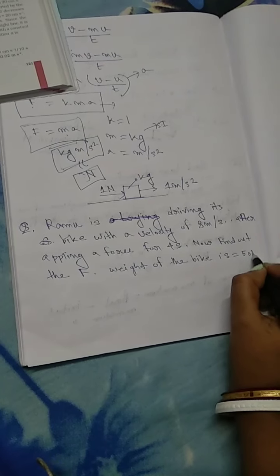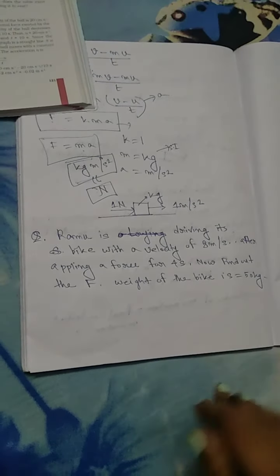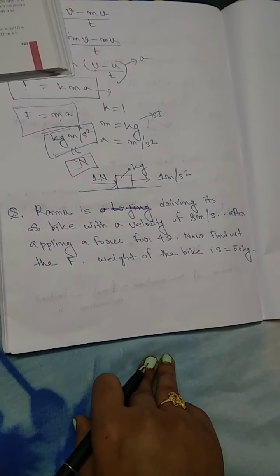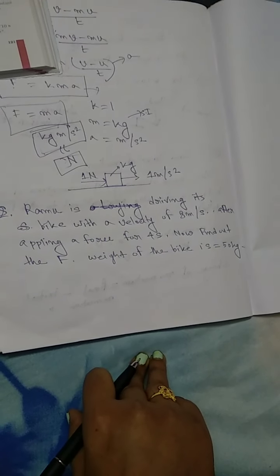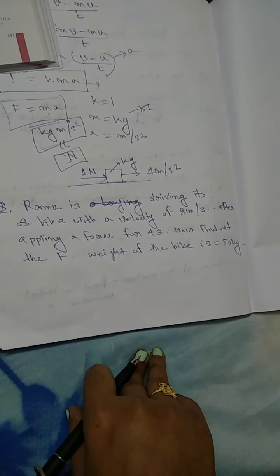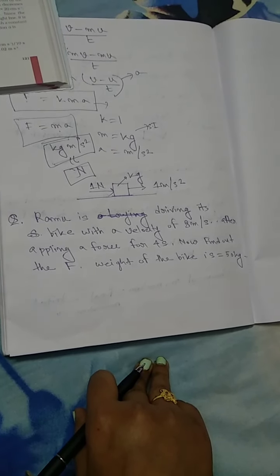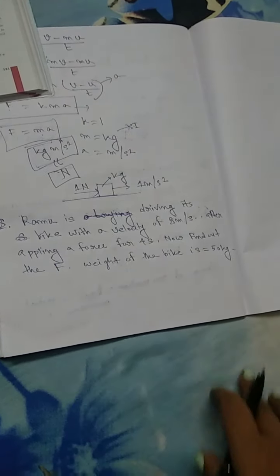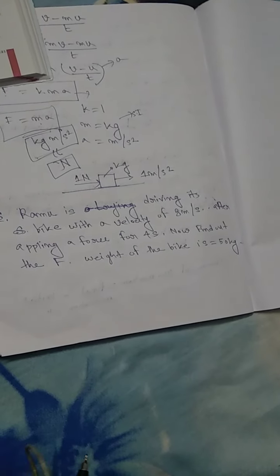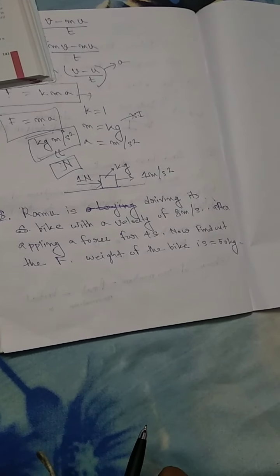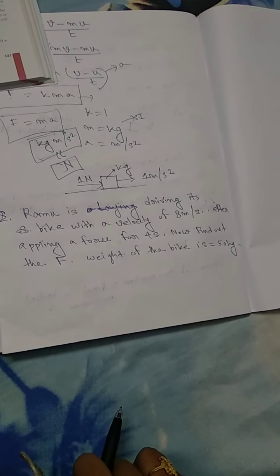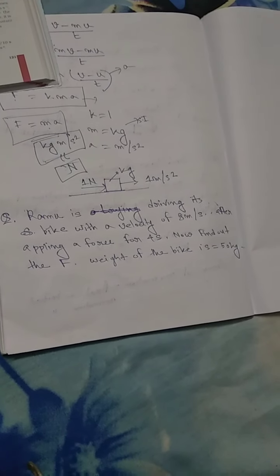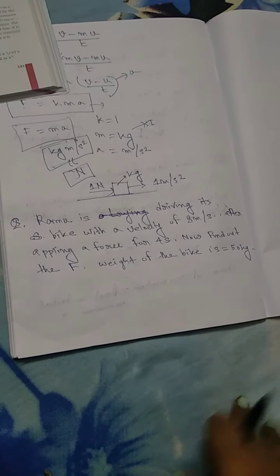Suppose 50 kg. Okay. So Ramu is driving his bike with a velocity of 10 meter per second after applying a force for 4 seconds. Actually, this should have been first, okay? After applying a force for 10 seconds, Ramu is driving his bike with a velocity 8 meter per second. Now find out the F, and the weight of the body is 50 kg.